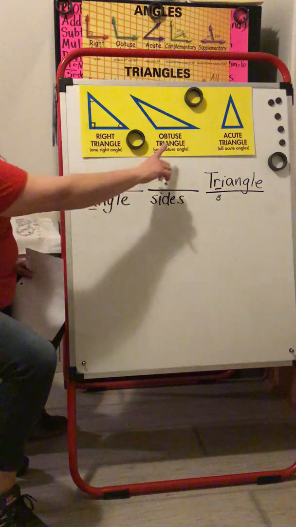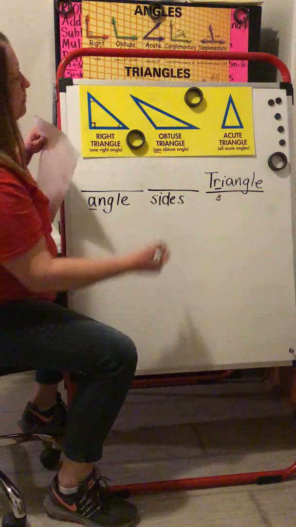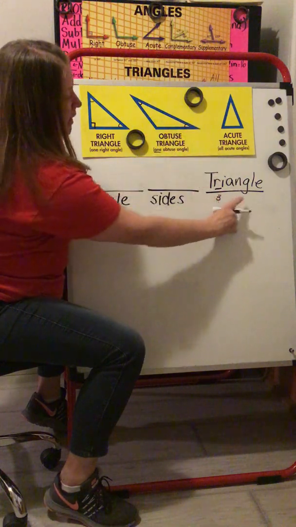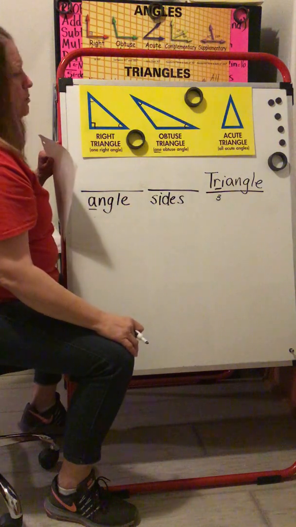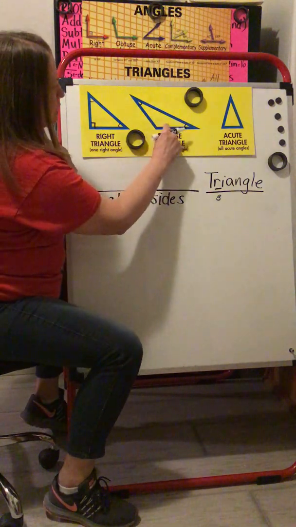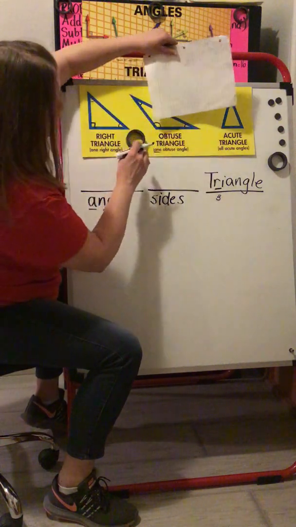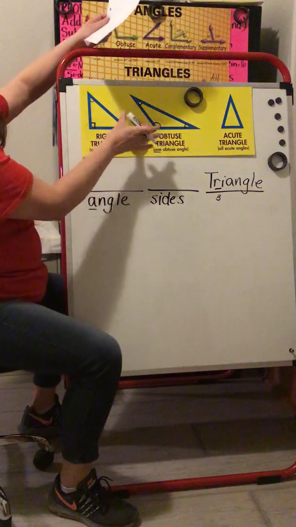Okay, second type of triangle. Let's take a look at it. Now I'm just looking, but I have a feeling that this angle and this angle, remember it's a triangle, it has 3 angles. This angle and this angle look pretty small. I think those are acute. But let's look at this one here. I think this angle looks pretty big. I want to see if it's bigger than a right angle. It is. That's an obtuse angle.